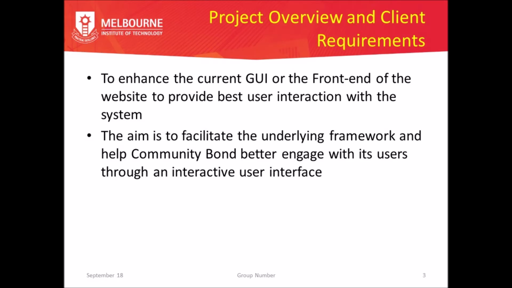Moving on, first of all we would like to start with our project overview. When talking about the project overview or the client requirements, basically the project is aimed towards the enhancement of the current GUI or the front end of the website, which can help to provide better user interaction with the system, and also it aims to facilitate the underlying framework and help the Community Bond better engage with its users through an interactive user interface.